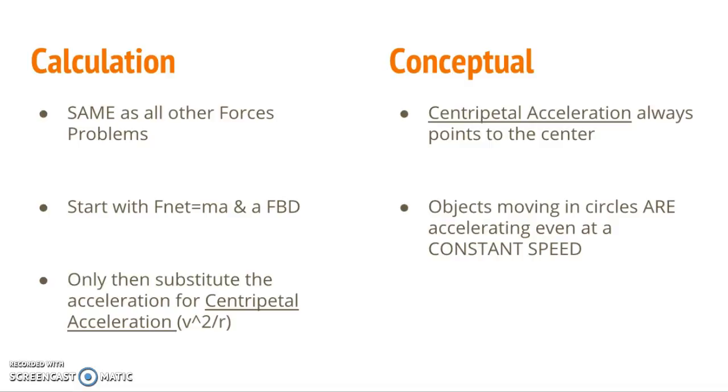Alright, for circular motion, there's two types of problems that you'll see: calculation and conceptual. For calculation, all problems, you're going to start as if they're any other force problems, nothing different. So you draw your free body diagram, and F net equals ma. The only difference with these problems is when you get to F net equals ma, your acceleration will be centripetal acceleration. So it'll be v squared over r.